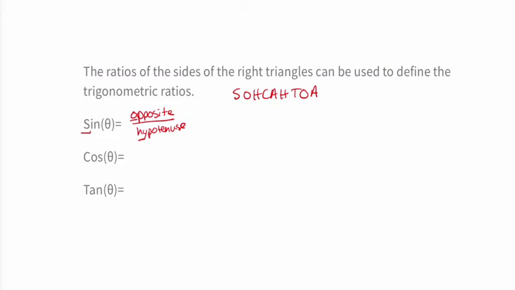The cosine of an angle is the adjacent side over the hypotenuse. That is the CA part of SOHCAHTOA. And the tangent of an angle is the opposite side over the adjacent side. That's the TOA part of SOHCAHTOA.